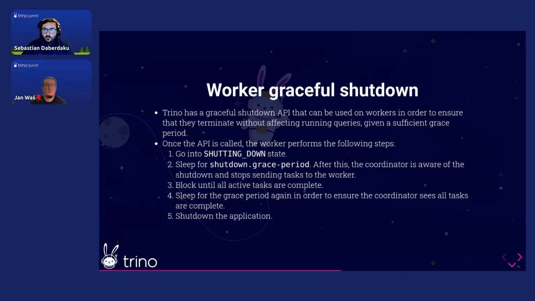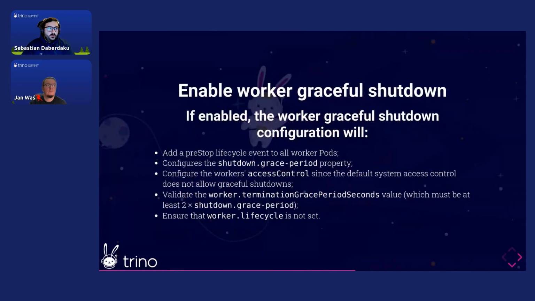So if a user is running a query and the worker for some reason is turned off and graceful shutdown is being used, the user will simply see a query that's running slightly longer instead of seeing a query that fails, and having then to resend the query to the Trino cluster again for computation. Now, when we enable the feature in the Helm chart, it does a bunch of stuff. It's possible to enable it manually, of course, but it requires several steps, and this is where the Helm chart actually simplifies things for the user.